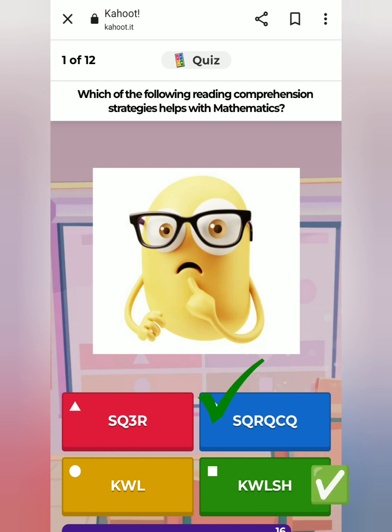If you're looking at the screen, then you would have realized that both KWL and KWLSH are there as options. However, if you had revised, then you would remember that KWL has to do with just reading comprehension in terms of any textual content that has nothing to do with mathematics. The one that has to do with mathematics has the SQ in the name. So we know of SQ3R, we know of SQRQCQ, but the one that deals with mathematics, the clue to remembering it is that the C stands for compute or construct. So definitely if you had selected SQRQCQ, then you would have been correct.